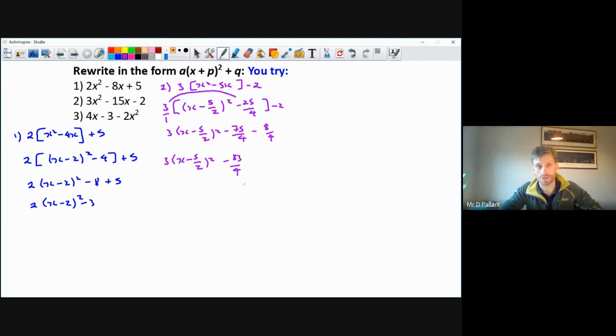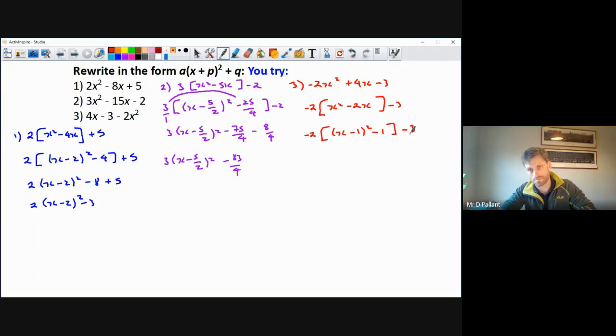Number 3, of course, touch harder. I'm going to reorder it so it's in the right order. And I'll need to factorize out that minus 2 there. Complete the square on the second stage. Expand the square bracket, minus 2 times minus 1, of course, that'd be plus 2. There we go. Three answers.